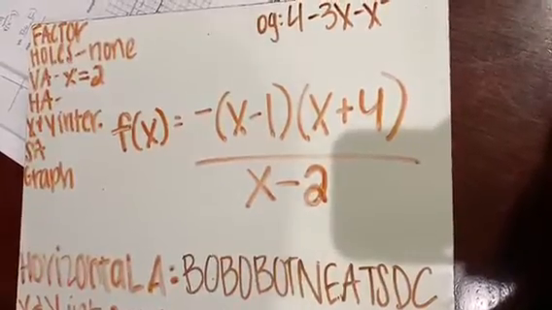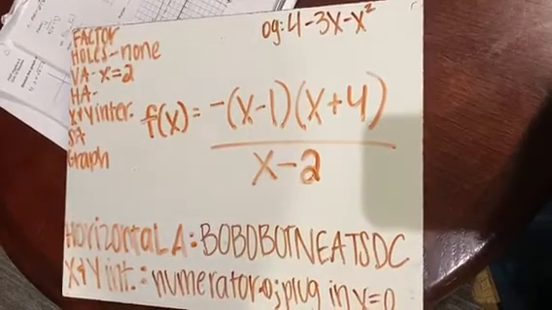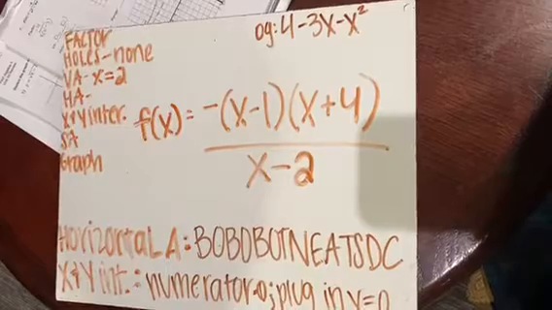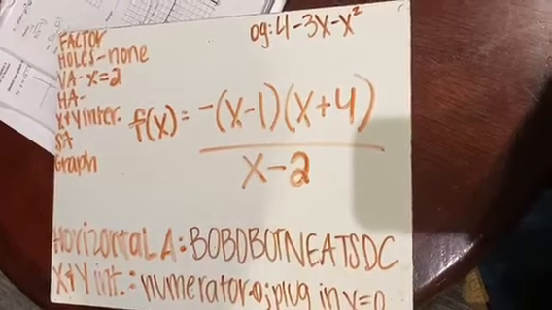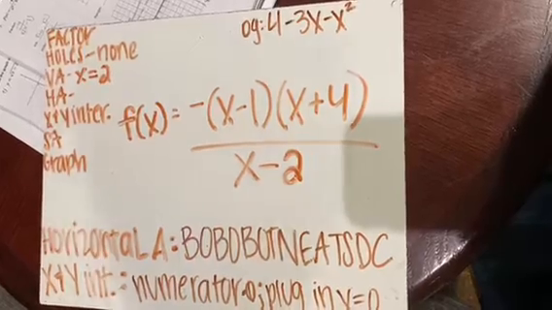To find the HA, you use BOBO, BOTN, and EVEN DC. BOBO means that if the degree is bigger on the bottom, then your HA equals 0. BOTN means that if the degree is bigger on the top, then you don't have an HA. And EVEN DC means that you divide the coefficients because the degree is even.